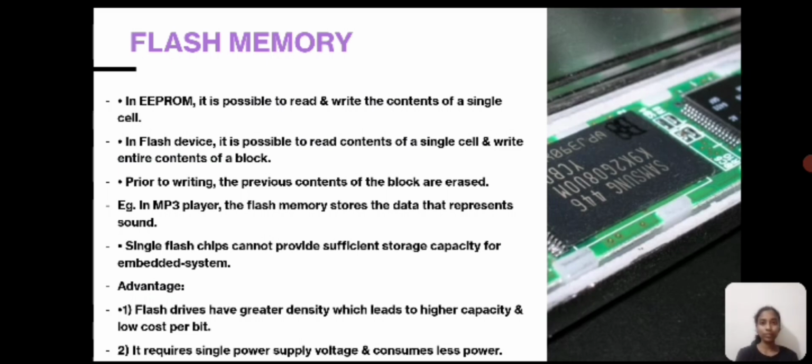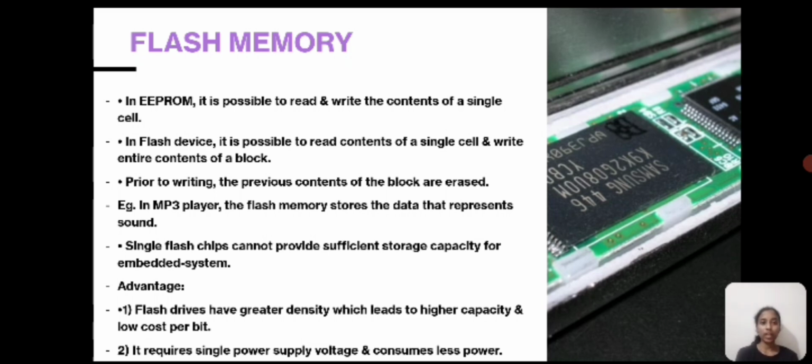So let us move on to the flash memory. In EEPROM, it is possible to read and write the contents of a single cell. In a flash device, it is possible to read the contents of a single cell and write the entire contents of a block. Prior to writing, the previous contents of the block are erased. For example, in an MP3 player, the flash memory stores the data that represents sound.